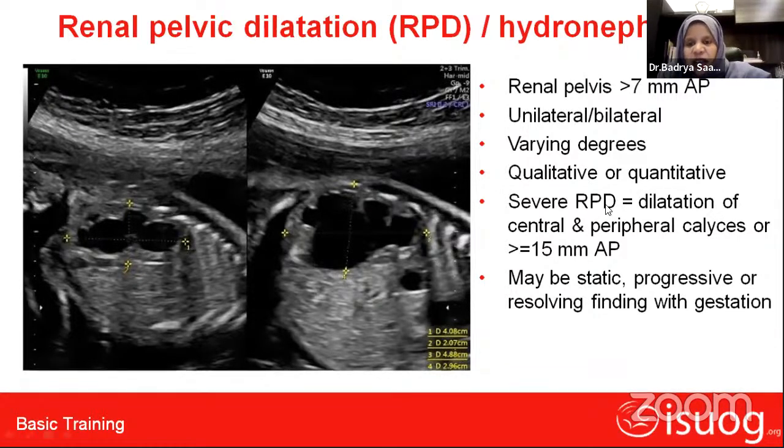And as I said, severe hydronephrosis could be measurements of more than 15 mm in anteroposterior diameter. And this could be because of involvement not only of the central part, it also involves peripheral calyceal dilatation. So in this case, you need to refer the patient, the mother. That could be followed with serial growth scans to check whether this dilatation is static, progressive, or resulting in gestation to increase.